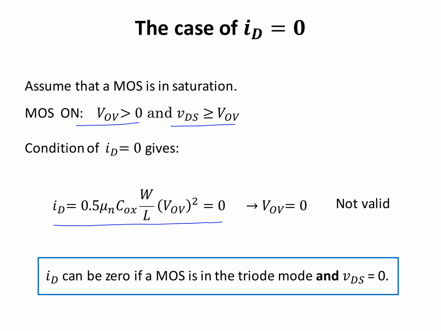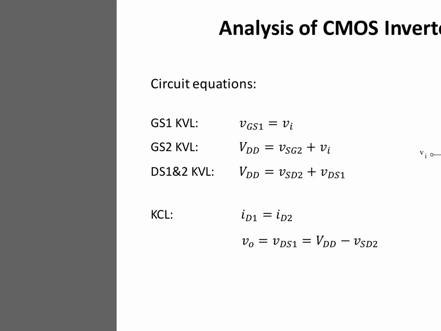In other words, if a MOSFET is on and ID is equal to 0, then we know that the MOSFET operates in the triode mode and the drain to source voltage is equal to 0. This is valid for both PMOS and NMOS transistors. So if you're dealing with a PMOS transistor, it can be on and have an ID of 0, providing that the transistor operates in the triode mode and the drain to source voltage is equal to 0. We're going to use this case for analyzing the CMOS-based inverter circuits.